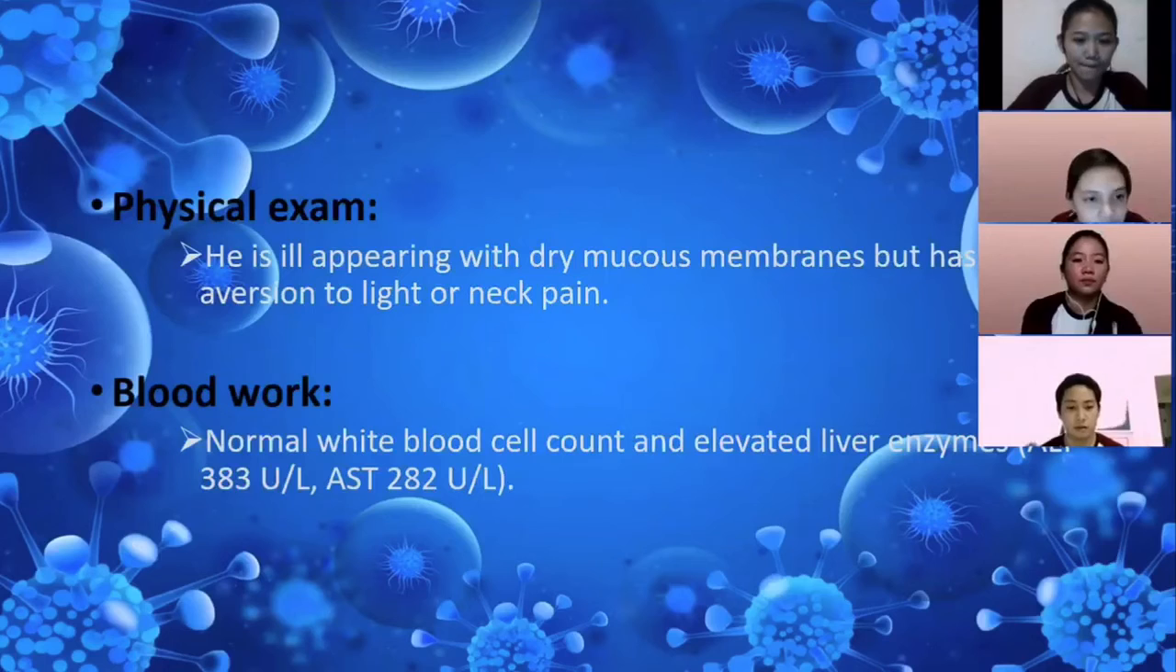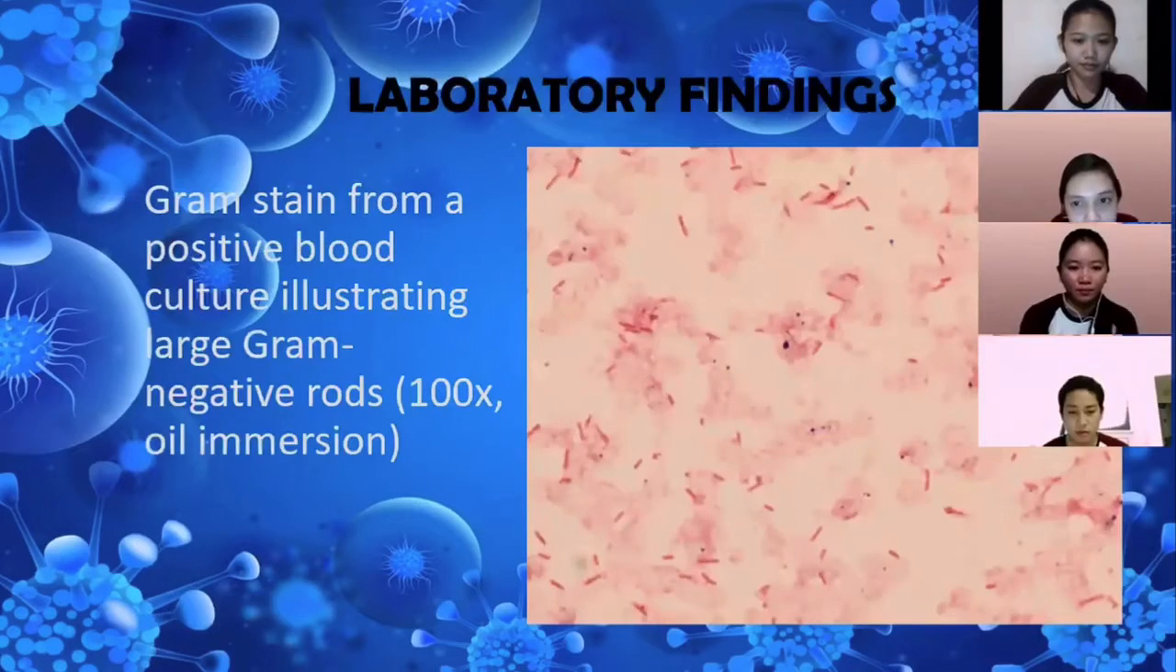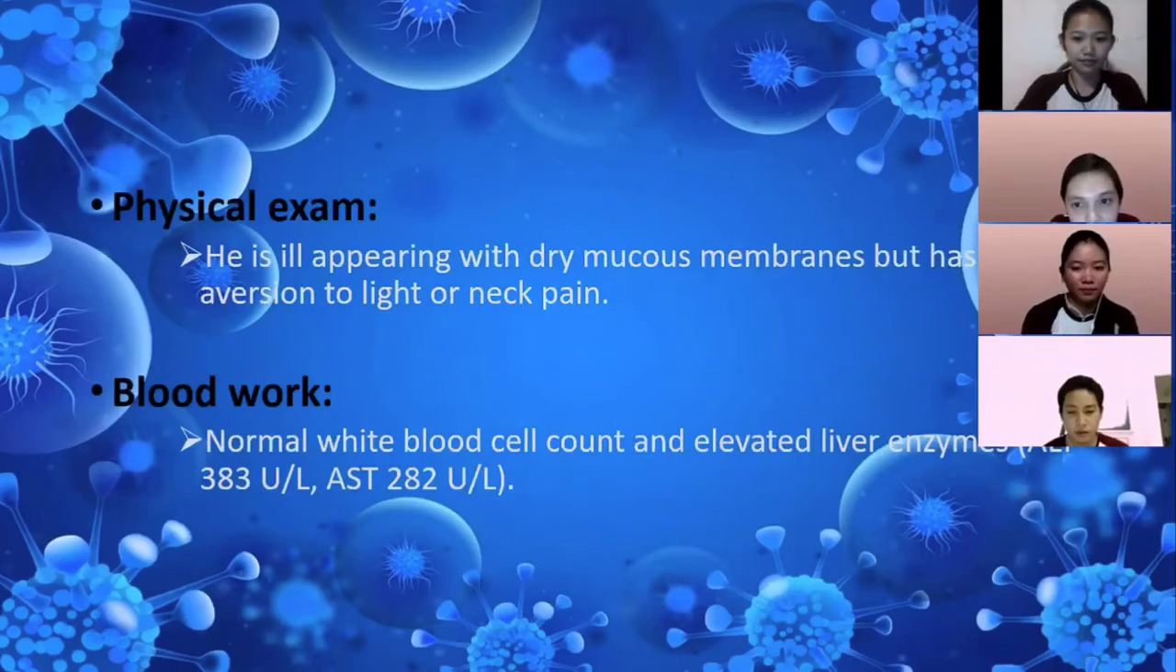So for his physical exam, the patient is ill appearing with dry mucous membranes, with no aversion to light or neck pain. For his blood work, he has a normal white blood cell count and elevated liver enzymes such as ALT and AST. Elevated liver enzymes often indicate inflammation or damage to cells in the liver.